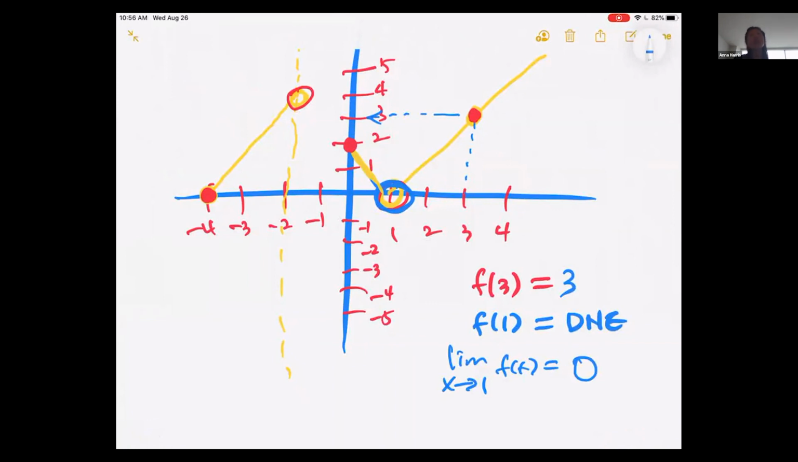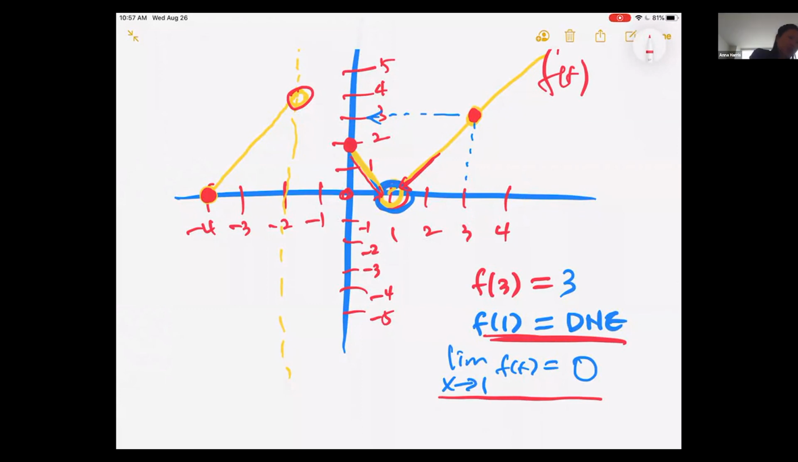Does everybody see the difference between finding a y value and finding a limit? Finding a limit means you look at the y value and see where it approaches. For example, you can clearly see this is approaching 0, and this is approaching 0. So the limit of f of x, I'm calling this function f of x, is 0, but it does not have a y value, because its y value at x equal to 1 does not exist. It's an open circle.